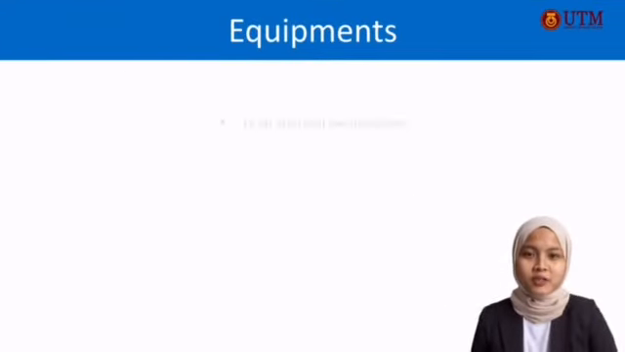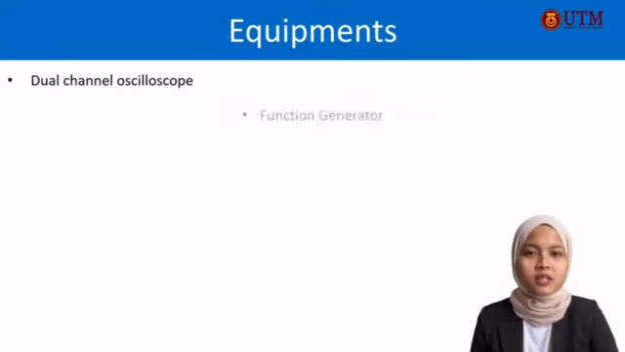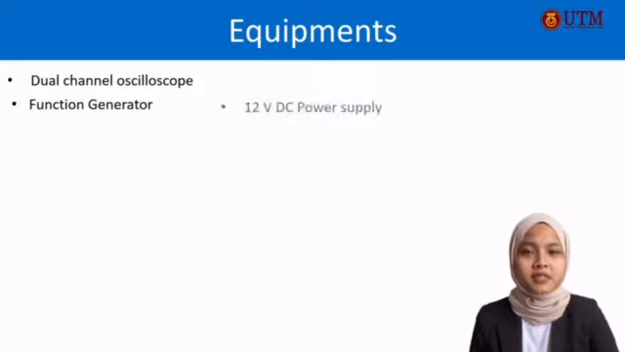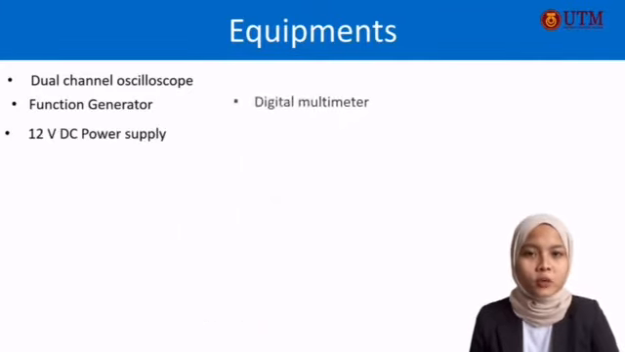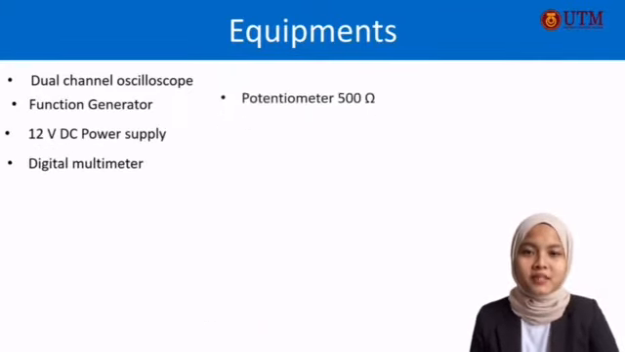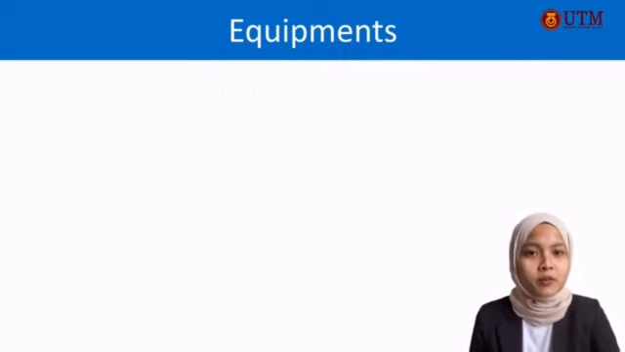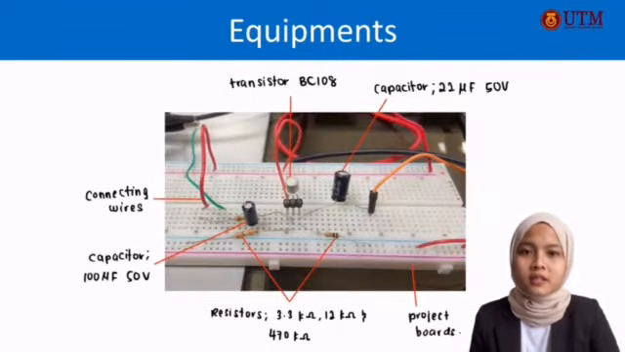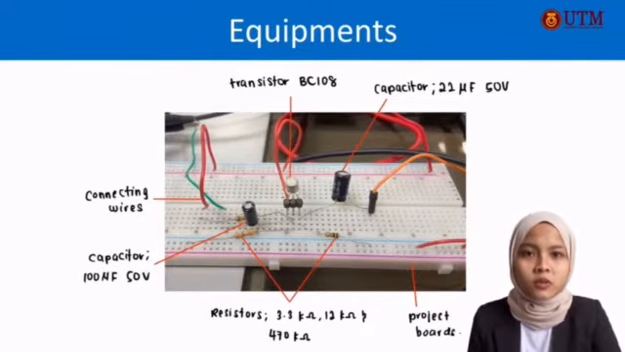The equipments used in these experiments are dual-channel oscilloscope, function generator, 12 volt DC power supply, digital multimeter, potentiometer 500 ohm, project boards with connecting wires, resistor 3.3, 12 and 470 kilo ohm, transistor, capacitor 22 microfarad 50 volt and 100 microfarad 50 volt.